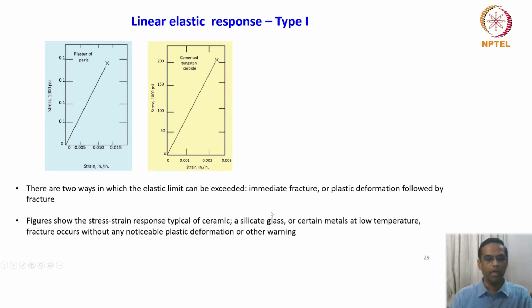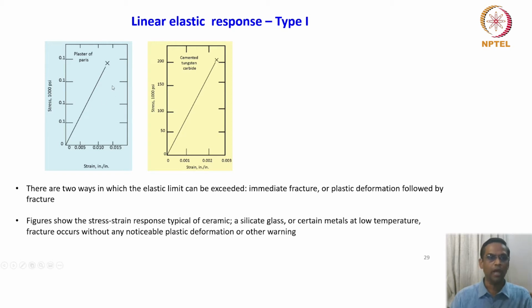On the other hand, you can also say that fracture occurs without any noticeable plastic deformation or warning. The work hardening nature of ductile materials is also a kind of warning before fracture, right? But that kind of behavior is not seen in these highly brittle materials. Okay, so this is one type of stress-strain behavior.